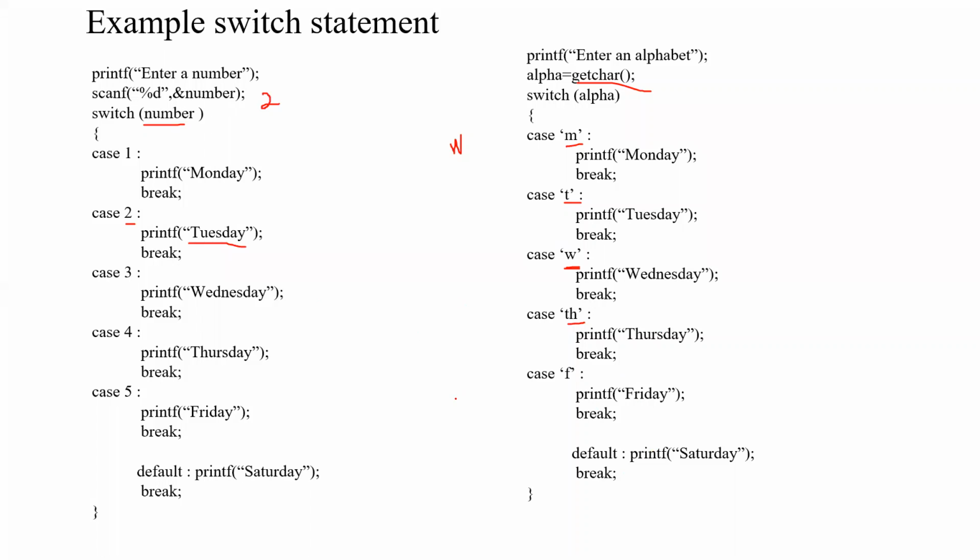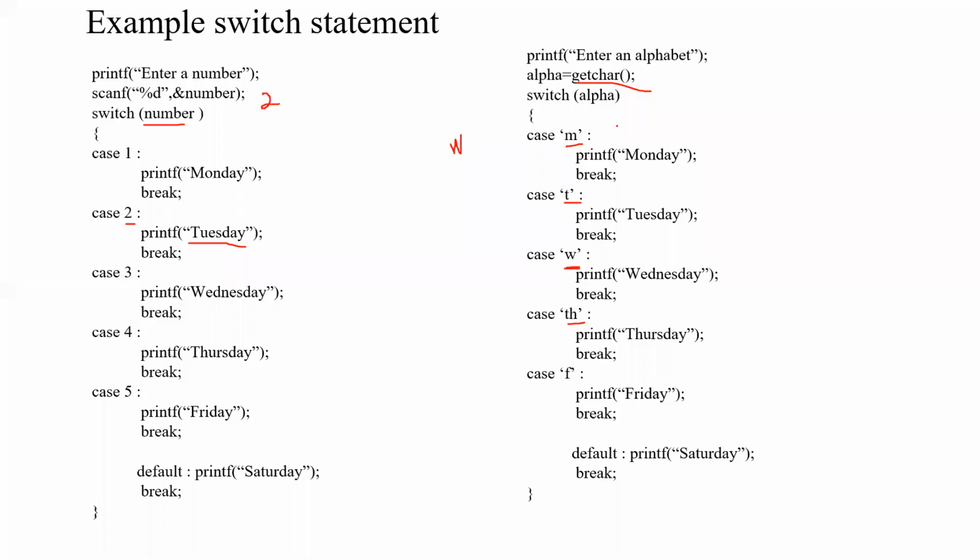So if I am entering someone else, Nisha, tell me, if I am entering S, what will be printed? Nisha, are you there? Yes, ma'am. If I am entering S, what will be printed? Saturday. Why? Why, Nisha? Tell me. Why Saturday?